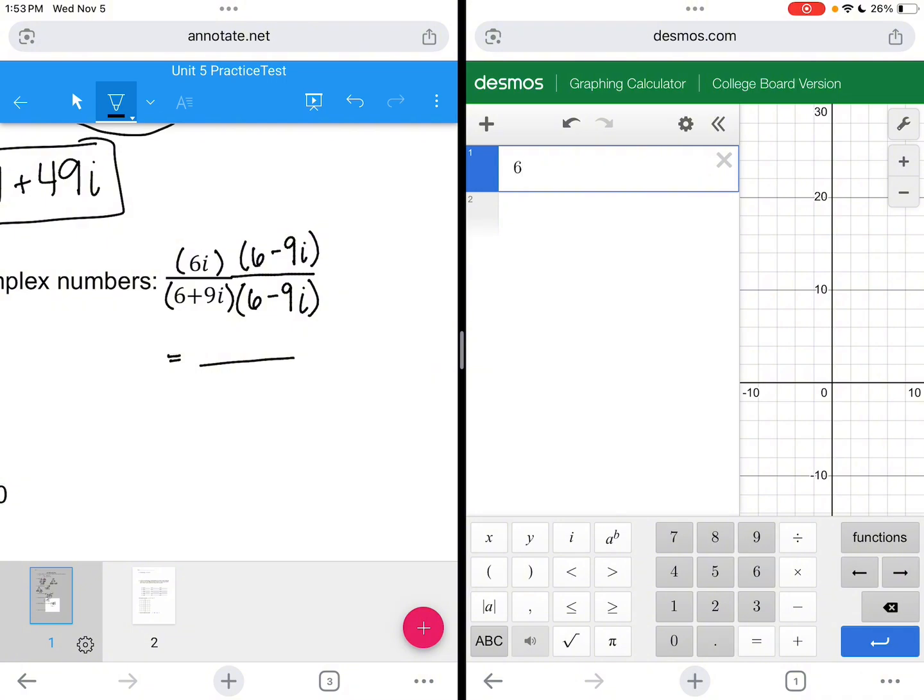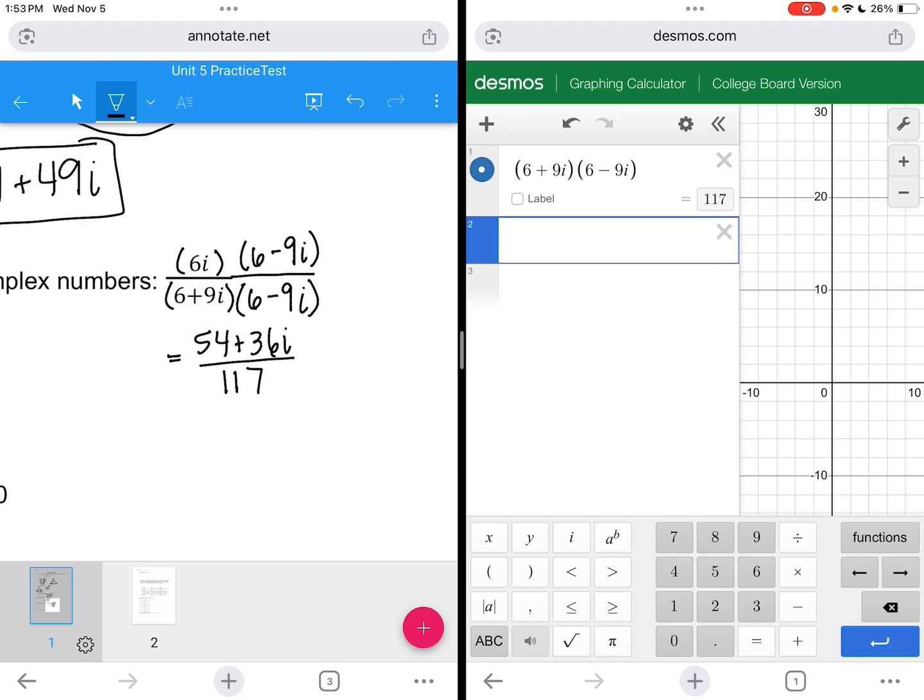So we're going to have 6i times 6 minus 9i. So in the numerator, we're going to get 54 plus 36i. And in the denominator, we are going to get 6 plus 9i, 117. And we could divide everything by 3, I believe. So let's go ahead and try that.